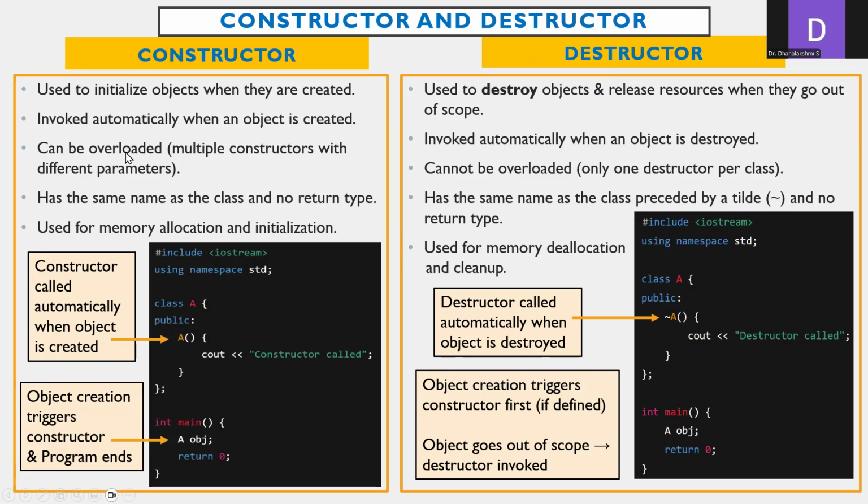A constructor can be overloaded. That means multiple constructors with different parameters could be used. A destructor cannot be overloaded. Only one destructor per class is allowed. A constructor has the same name as the class and no return type. A destructor has the same name as the class, preceded by a tilde symbol, and no return type. A constructor is used for memory allocation and initialization, whereas the destructor is used for memory deallocation and cleanup.